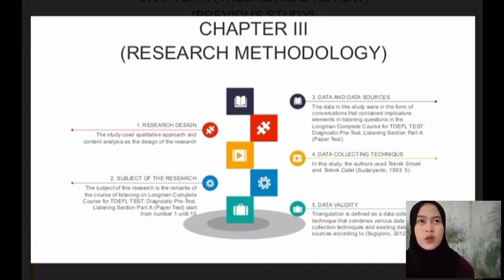And then I also use triangulation for validity, to validate my data. So triangulation is defined as a data collection technique that combines various data collection techniques and existing data sources. It is according to Sugiyono in 2012, page 327.